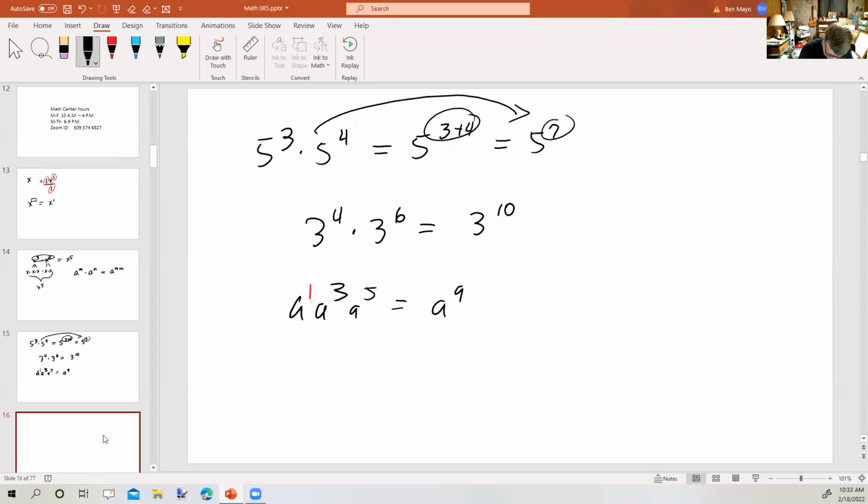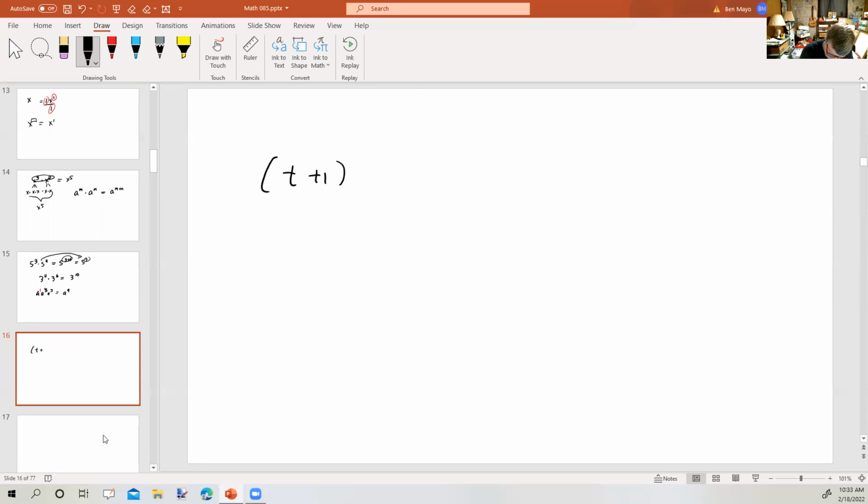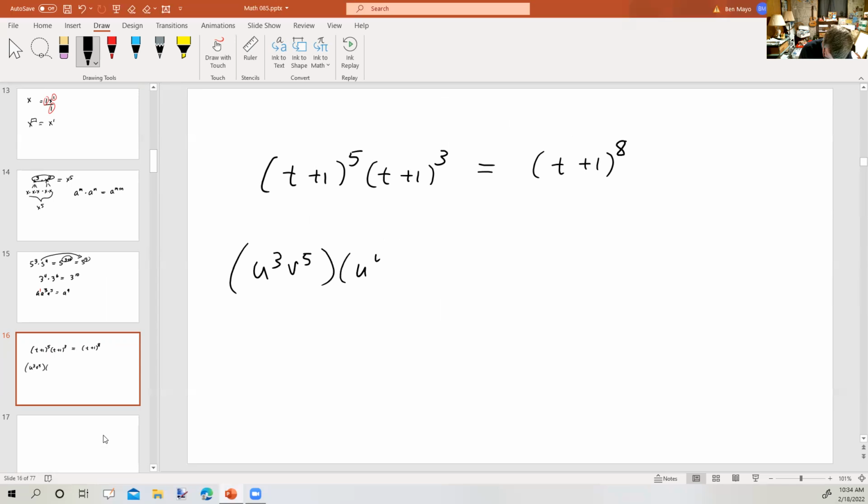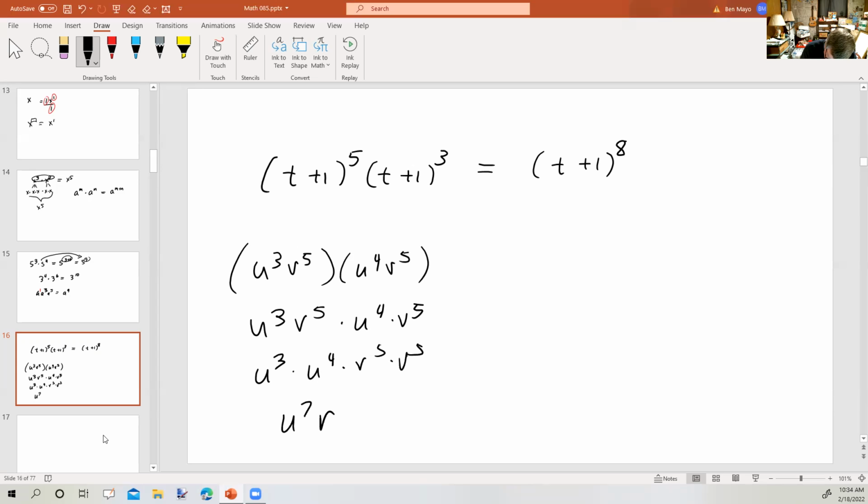If we've got, let's see here, t plus 1, the quantity to the 5th power, times t plus 1, the quantity to the 3rd power, that's t plus 1, the quantity to the 5 plus 3 is 8th power. Okay. Let's say we have this. We have u cubed times v to the 5th times u to the 4th times v to the 5th. Well, multiplication is commutative. We could go to all the trouble to rewrite it like this, and then say this is u to the 7th, v to the 10th.